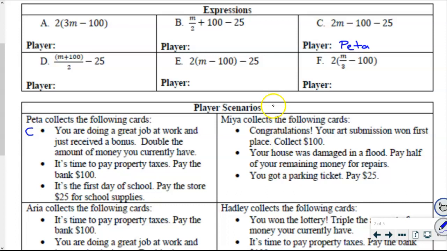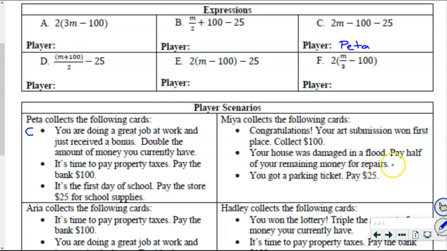Luke? Why D? Good. M, the amount of money, is first added with $100. How do we know that happened first? Because it's in parentheses. So I think it's good to suspect D. Let's keep reading and see if it matches. Your house was damaged in a flood. You're going to pay half of your remaining money for repairs.